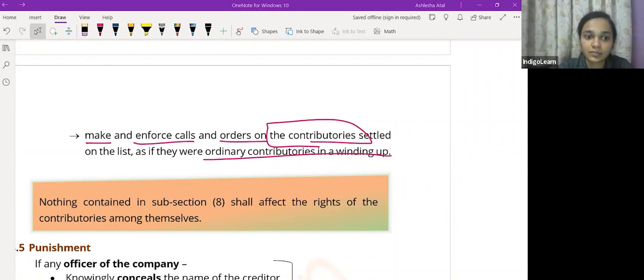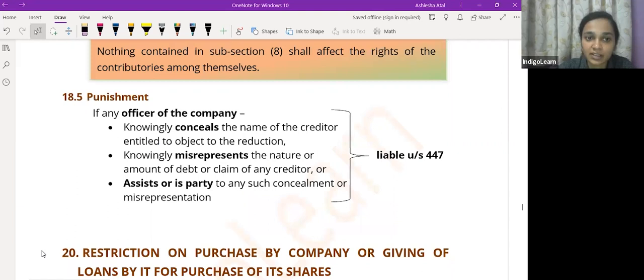Yes, ma'am. And there's also punishment which has been prescribed, and that is if any officer of the company knowingly conceals the name of creditor, मतलब जानबूझ के creditor का नाम conceal किया, या फिर knowingly misrepresents the nature or the amount of debt claim, assist or is a party in such concealment, so he'll be liable under section 447. 447 क्यों? क्योंकि punishment for fraud दिया जाएगा उस officer of the company.